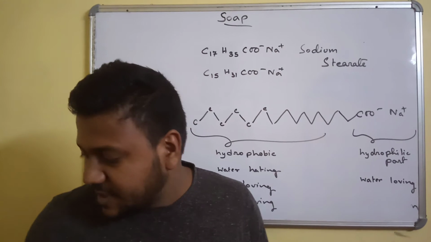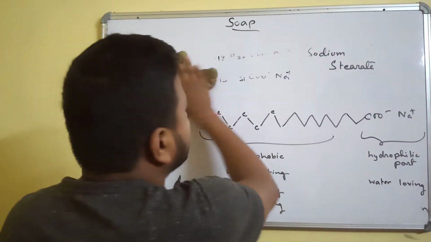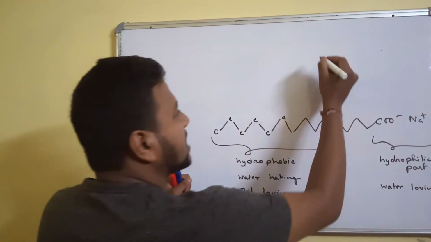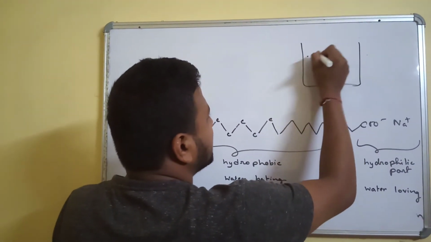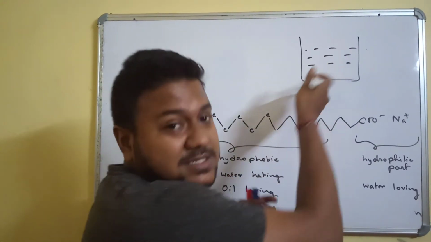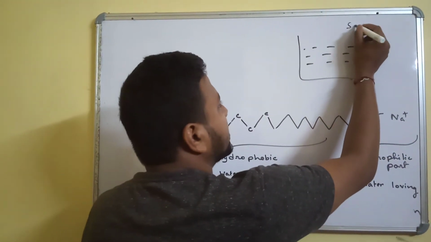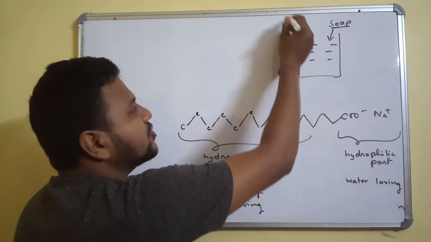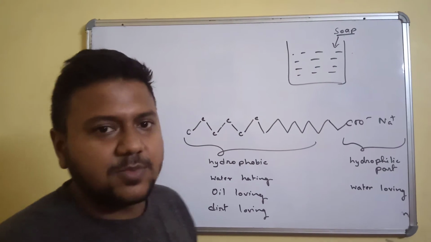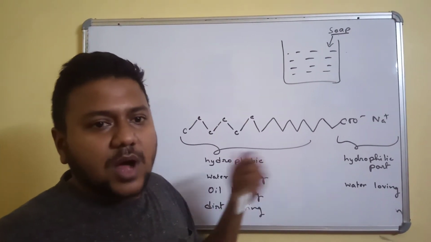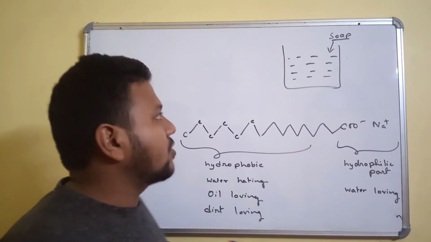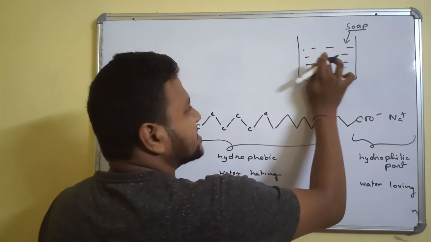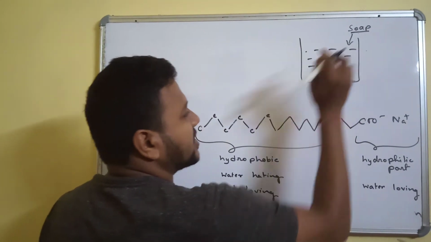Now let us explain the cleansing property of a soap. Say this is your bathtub and you have poured some soap in it, and now you yourself are dipping inside this bathtub. What is happening? How is the dirt from your body being removed? Suppose your body has a dirt molecule. Say we are representing the dirt molecule over here like this.